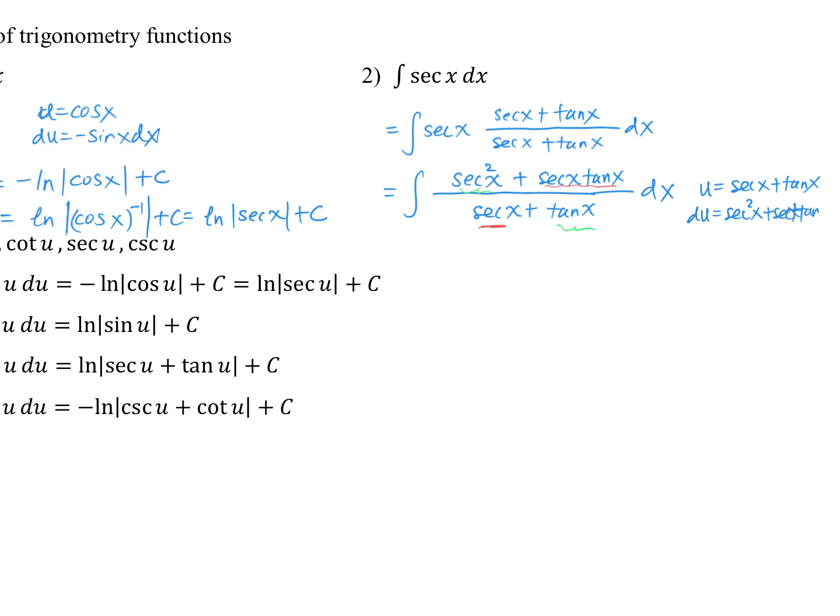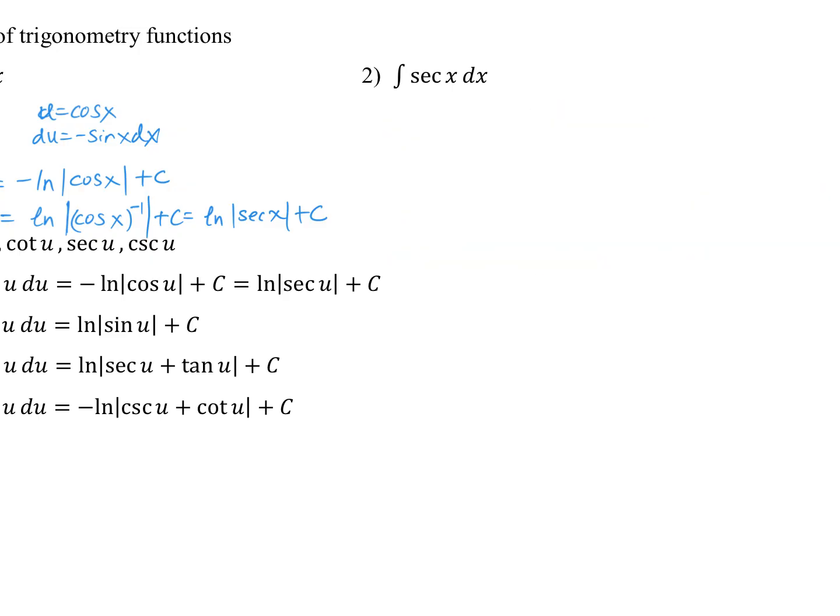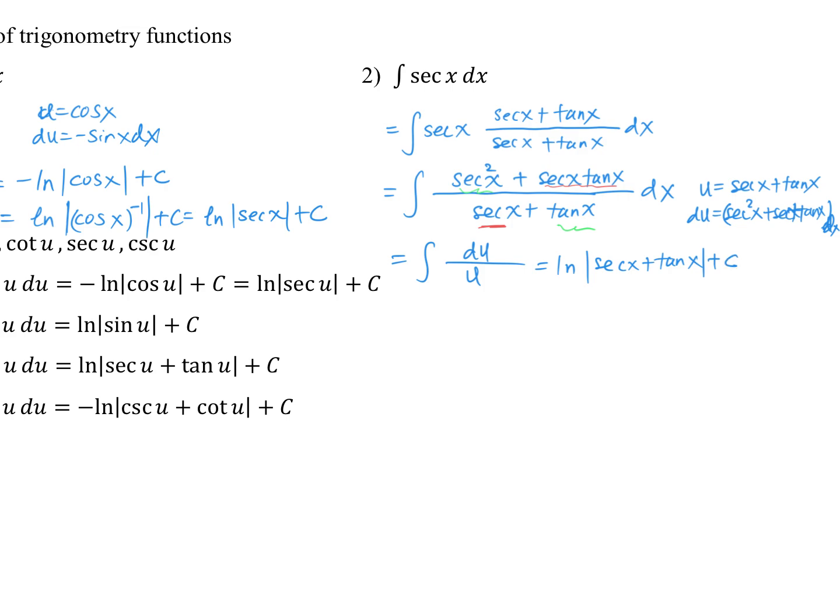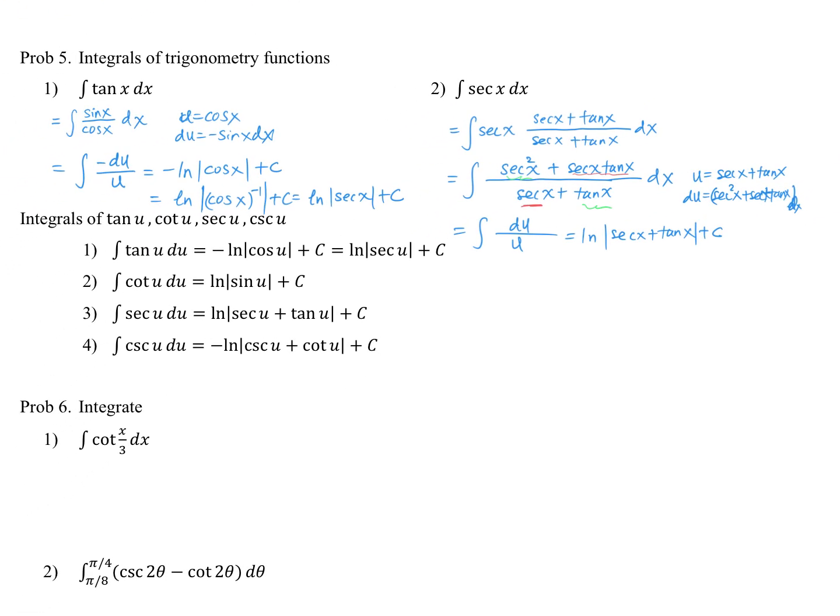Secant x tangent x dx. Okay, so therefore it becomes du over u, and this gives you ln absolute value of secant x plus tangent x plus c, which is this formula. And I strongly encourage you to give a try to see if you are able to derive the formula for the cosecant u. It will be very much alike again.